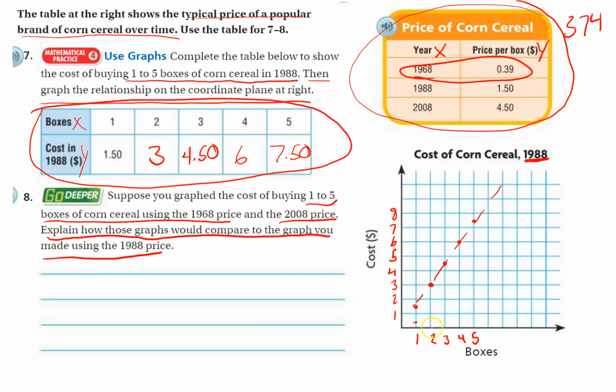And then my next point, 2 boxes still wouldn't even be $1. It would be about 80 cents. So it would be right here. And then 3 boxes, that's going to be a little more than $1. That's going to be about here. Okay, again, I'm estimating. But we can already see what's happening to our line here. It would continue off similar to that. Okay, and then 2008, if I bought one box, it would be $4.50. Then 2 boxes would be $9, which would put me right here. So you can already see kind of what's happening with this line.